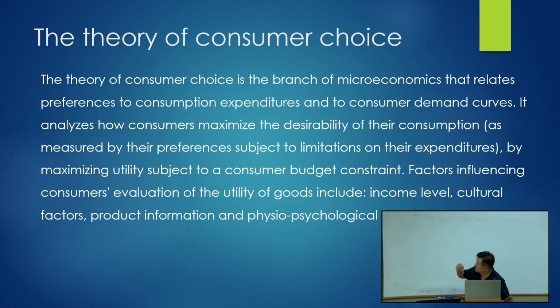And the definition is that the theory of consumer choice is the branch of microeconomics, as I said. It relates preferences to consumption expenditures and to the consumer demand curve. As you know, the demand curve has a downward slope. It analyzes how consumers maximize the desirability of their consumption.